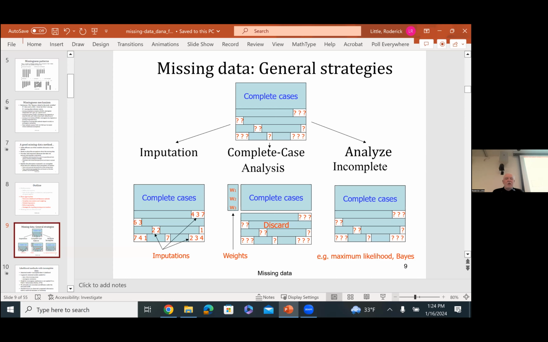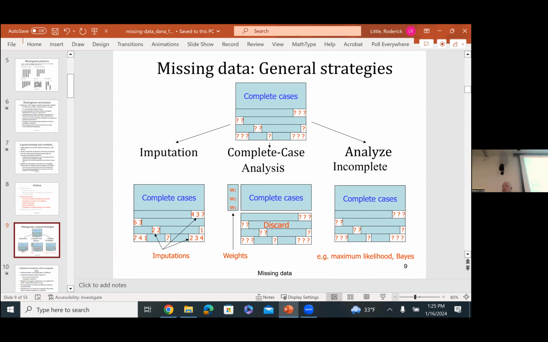So I'm going to talk about maximum likelihood. That's a strategy that essentially analyzes the incomplete data, so it's not actually creating a rectangular data set. You can generate a likelihood function based on the observed data that doesn't require that you have a rectangular data matrix. So maximum likelihood is an example of the thing on the right of this slide.